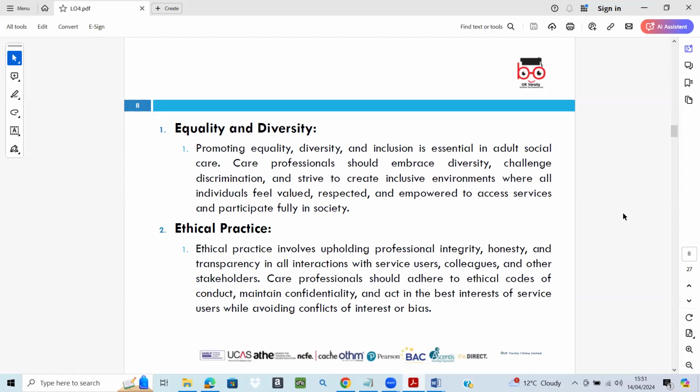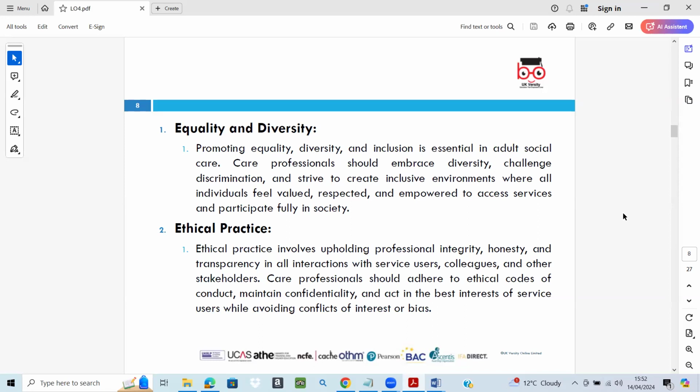So again, now we have to focus on two critical aspects of health and social care. These are equality and diversity and ethical practices. So we'll start with equality and diversity. Embracing diversity means recognizing and valuing the differences in culture, ethnicity, gender, age, and beliefs among service users, and it is crucial to challenge discrimination and create inclusive environments where all individuals feel respected and valued.